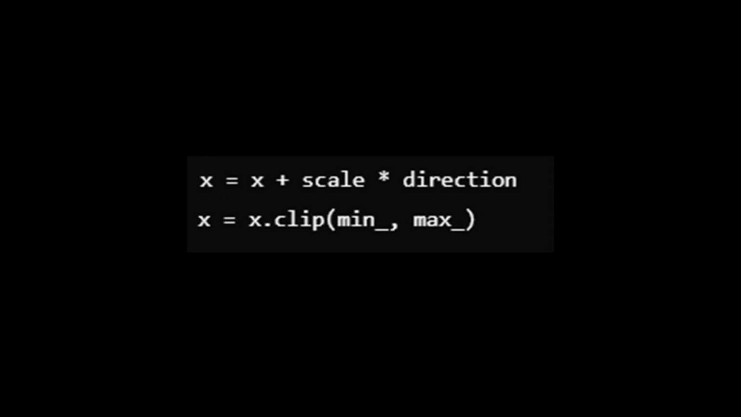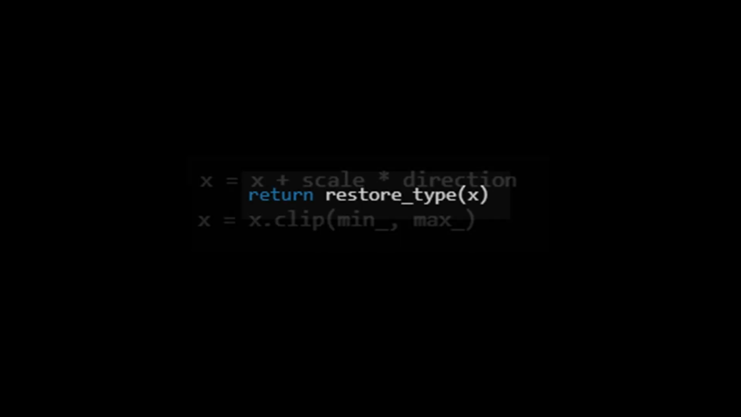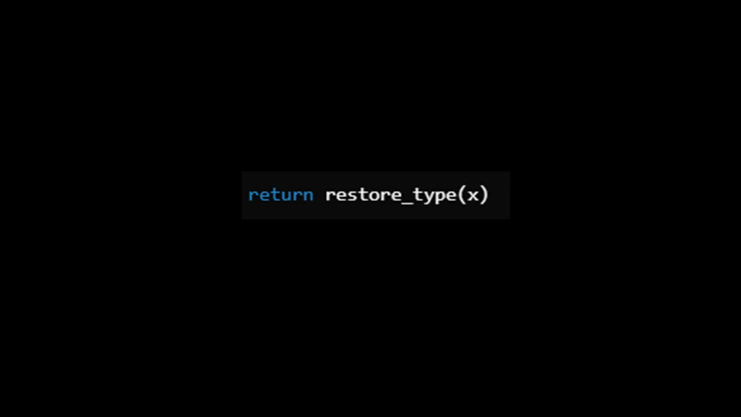So here we can see the application of perturbation. The perturbation is applied by adding scale multiplied by the direction to the input image, which is here represented as x. The image is then clipped to ensure that the pixel values stay within the valid bounds, which are minimum and maximum. The class then returns the adversarial image, the modified image, which is x, after the perturbation has been applied. Restore type x ensures the image is returned in its original format before it was converted to an eagerpy tensor.